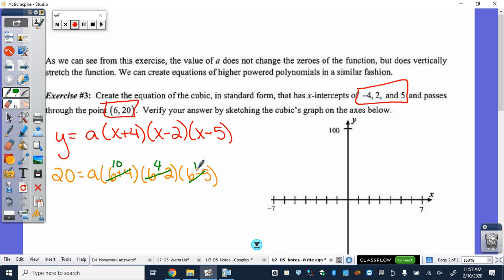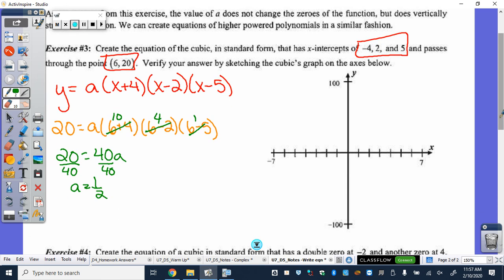So if I multiply those, 10 times 4 times 1, what do we get? 40. So I have 20 equals 40a. Divide by 40, and what do we get? 1/2. So our equation would start off as 1/2 times (x plus 4) times (x minus 2) times (x minus 5). That's our factored form.